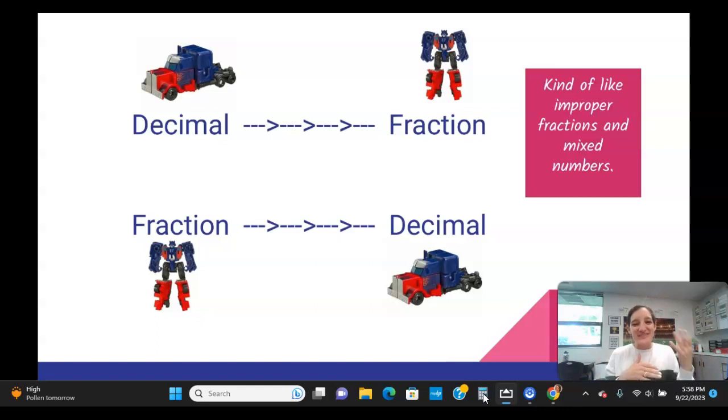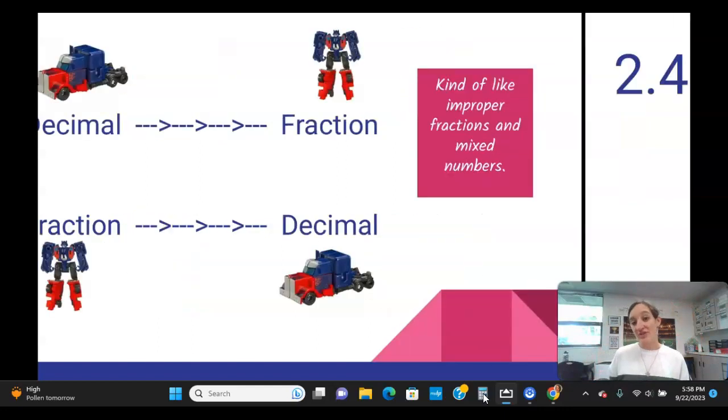So decimals and fractions are like transformers. One has the automobile, the vehicle form. One is the massive battle bot, right? So when you see a fraction, know that it can change to a decimal. When you see a decimal, know that it can transform into a fraction. That's what the whole thing was about.